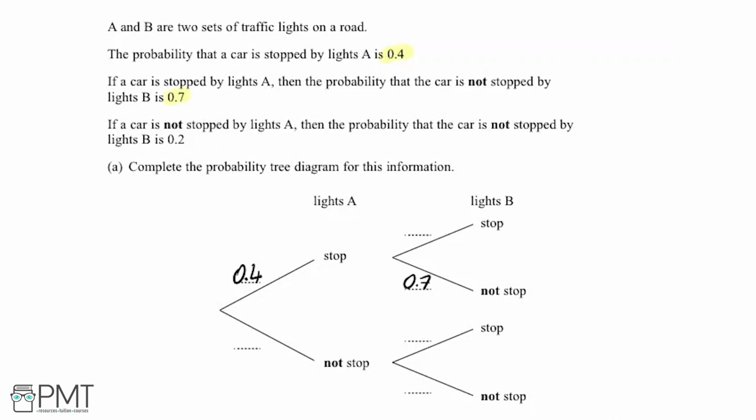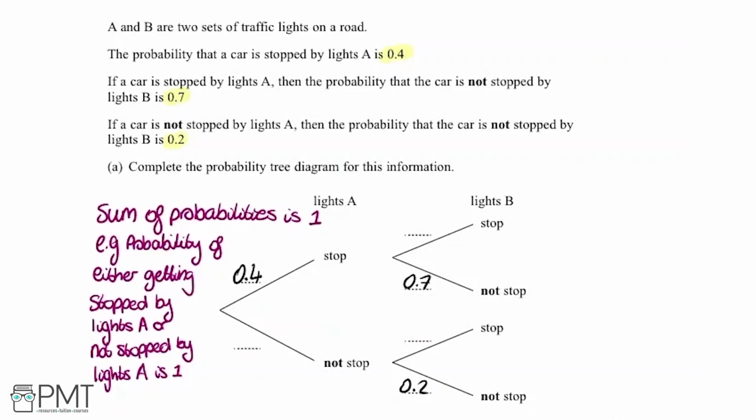So you've done that one now. So if a car is not stopped by lights A, so we're going down this path, then the probability the car is not stopped by B is 0.2. So we've gone down this path, and then it's not stopped by B either, so we've gone down this path. So we're going to put our probability here, and that's going to be 0.2 as it says in the question. Great, so we've got all our information from the question, so now we need to work out these three other probabilities.